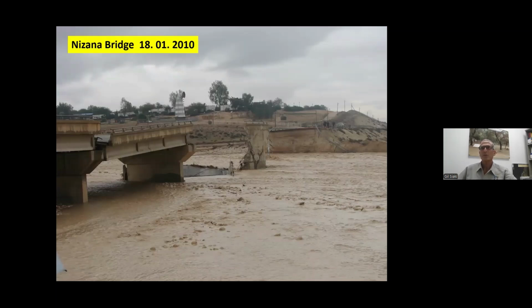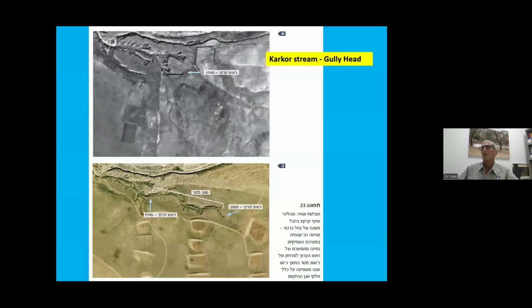This example from Nitzana Bridge, down in the southern part of the Negev, near the border with Egypt. And in 2010, there was a very big flood, and it happens many times. Here we can see a gully head that in 1945 was somewhere near the blue arrow, and years after, in the same spot, you can see the gully head moved to the east about 300 meters. So from 1945 to 2005, this amount of soil was washed away to the sea.